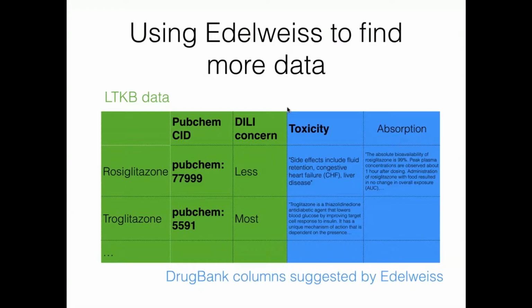We use Edelweiss to first load the LTKB dataset, as I did before, into the schema discovery, and then I get some extra columns from DrugBank by using Edelweiss. So Edelweiss is suggesting the blue columns here, toxicity and absorption, based on the PubChem CID column. The PubChem CID in LTKB is the axis of integration, because that column was shared both by the LTKB datasets and by the DrugBank datasets. And that's why Edelweiss was able to suggest columns of interest, such as toxicity and absorption.